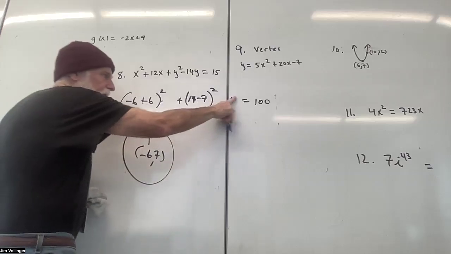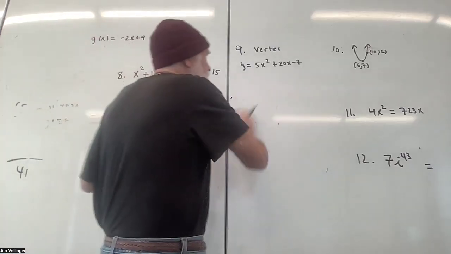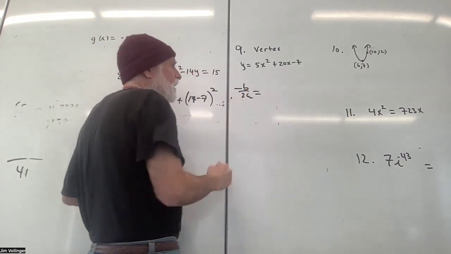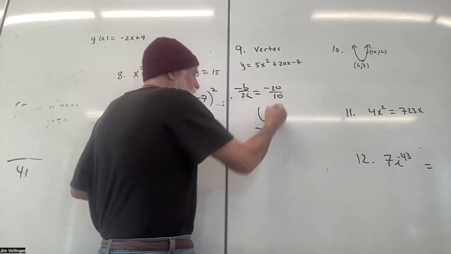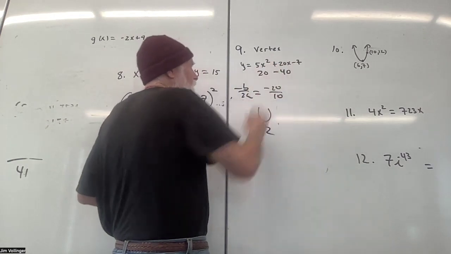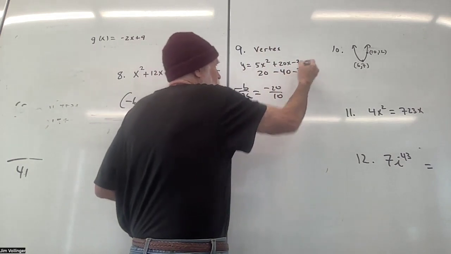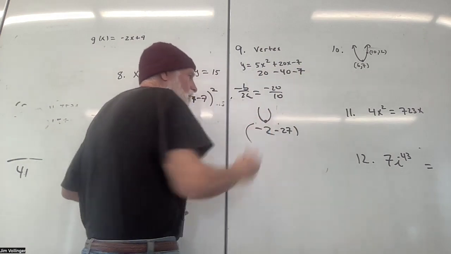And you'll see you get 100. And there's other places that you can find just as easily. Vertex, all I'm looking for is the vertex. So I'm going to pop minus b over 2a into my head, which is minus 20 over 10. I know negative 2 is where I'm going to get a minimum. Minus 2 minus 40. If this isn't 20, I'm in trouble. 4 times 5, minus 7. You do that math, you get minus 27. And there's your vertex. Boom.